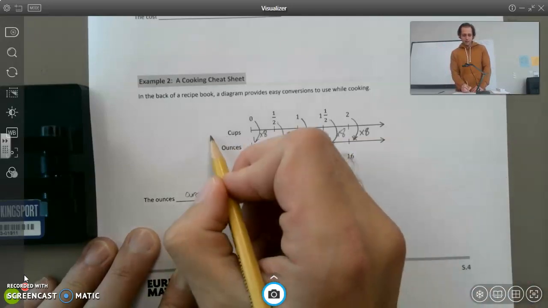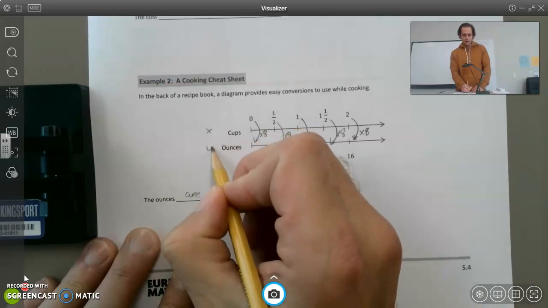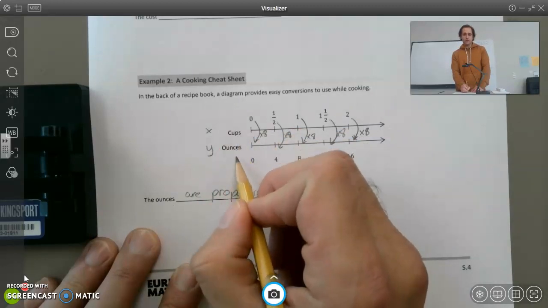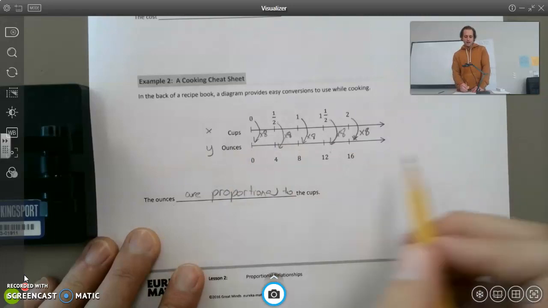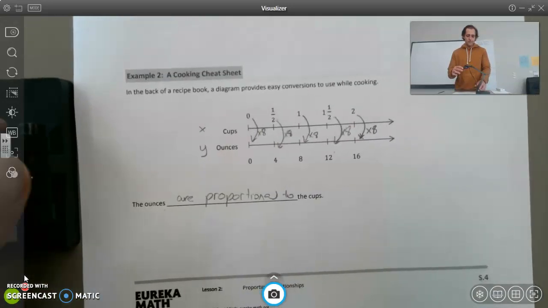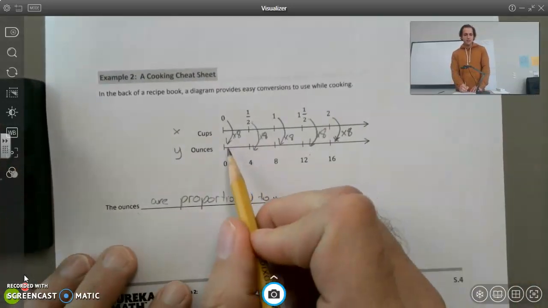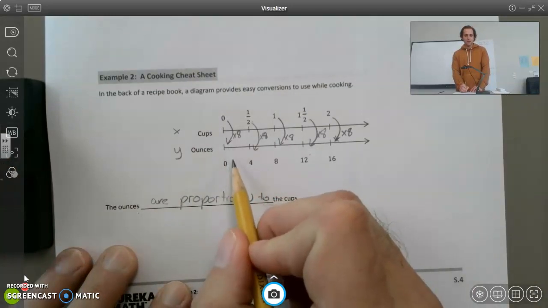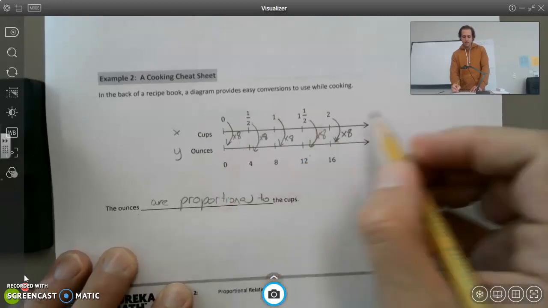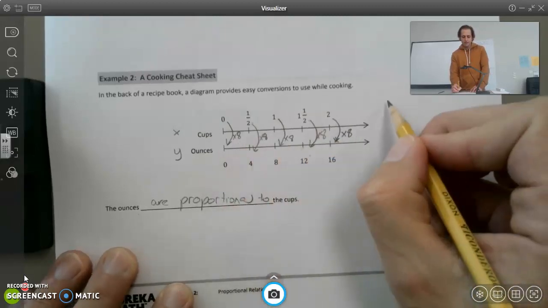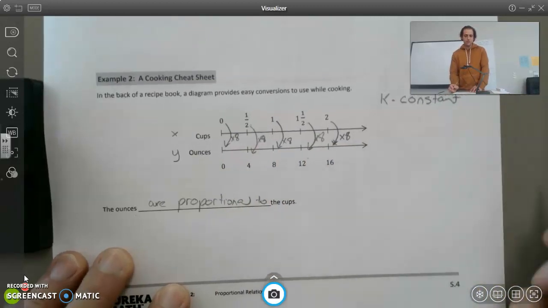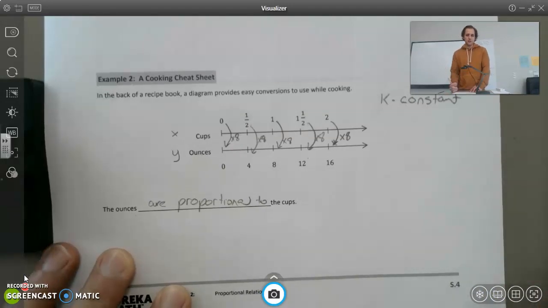As we do this, we're going to start to label some of these variables, or some of these different units, or whatever we're talking about. We're going to label them with variables. In this case, we might label cups with the variable x and ounces with the variable y. And we would be able to test to see if this is a proportional relationship by looking to see if, when I multiply my constant, which we found here to be 8, this is a key vocabulary term, constant, which we're always going to label with k.